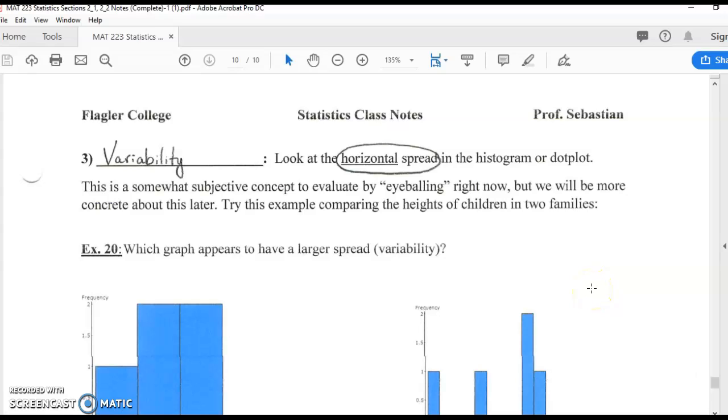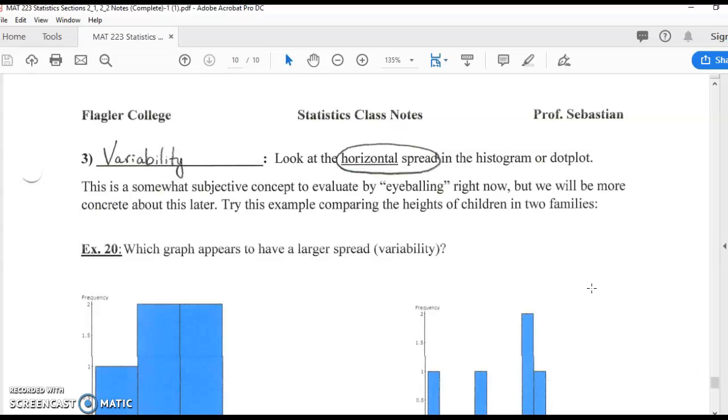We're now on page 17 of our class notes. Remember that we're in section 2.2 and we're learning how to summarize numerical distributions. So we're talking about shape, center, and spread. And now we're on page 17 where we're talking about spread or variability.